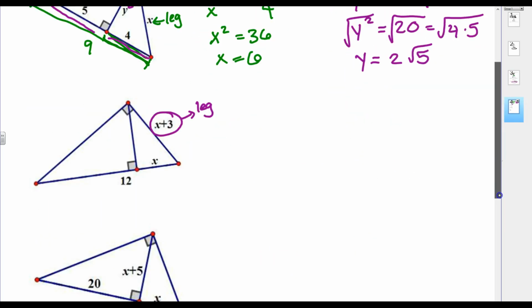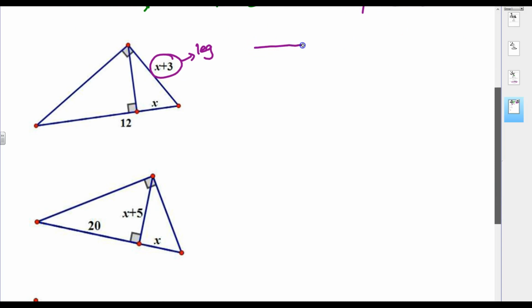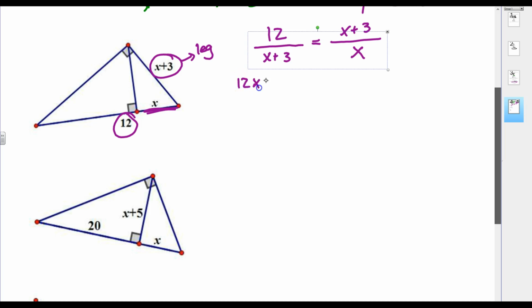So when I set it up, I'm going to put my leg on the diagonal. That's x plus 3, x plus 3. I'm going to put my whole hypotenuse, which they're telling me is 12, and I can tell it's the whole hypotenuse because they're not centering it on the part. They're trying to center it on the whole. 12. And then the part of the hypotenuse adjacent to the leg, which is that x, on the other diagonal. And we're going to cross multiply. So I get 12x equals x plus 3 times x plus 3.